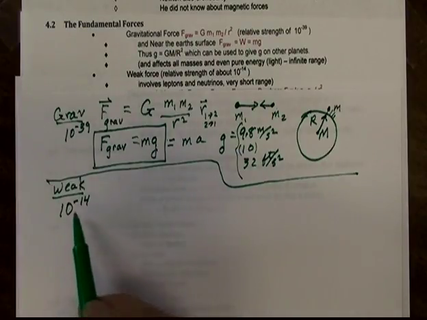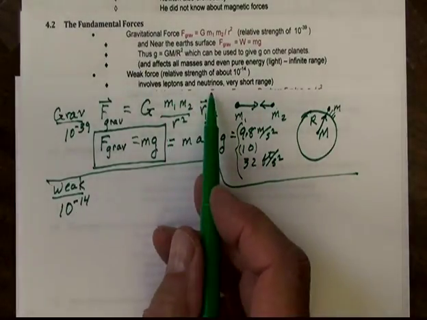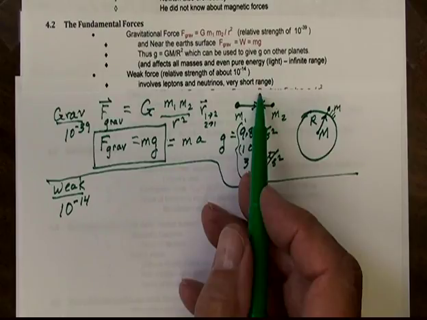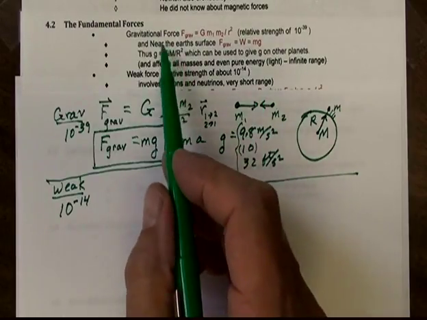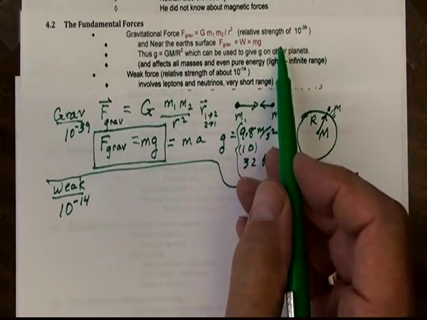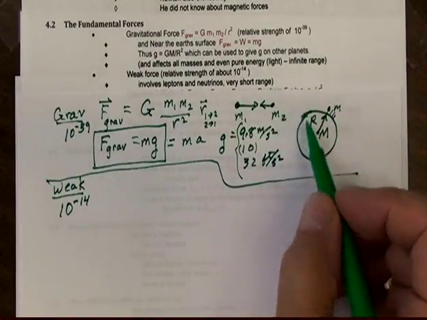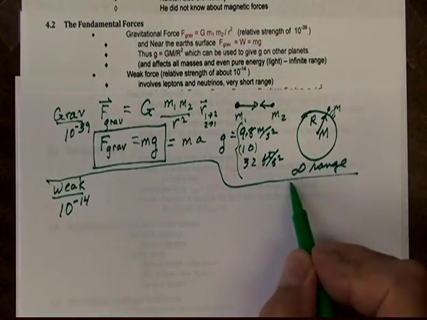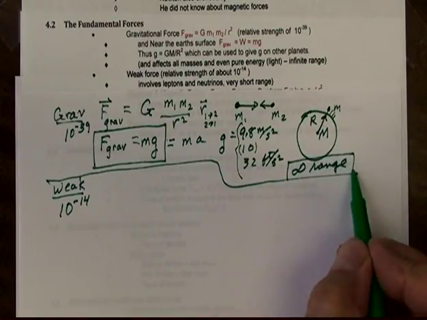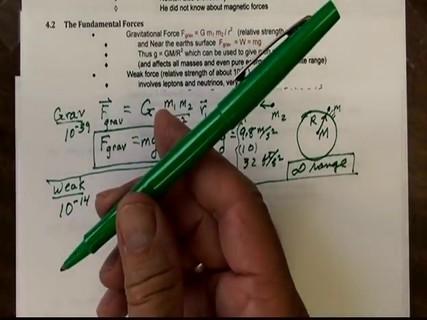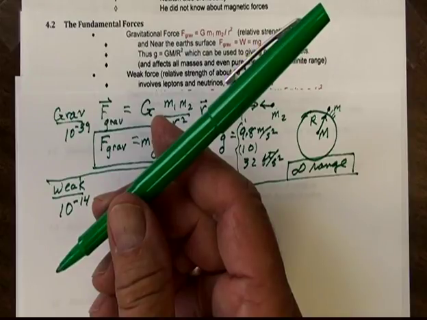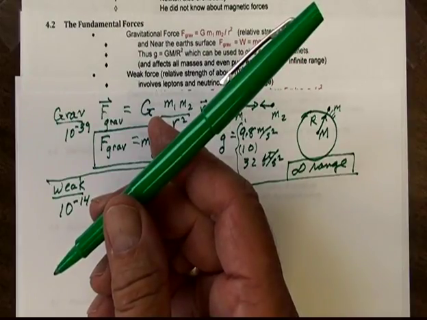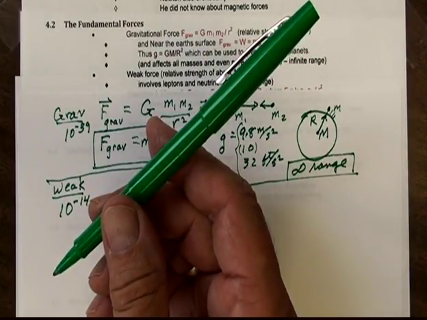And this weak force involves leptons and neutrinos, and it's a very short-range force. By contrast to that, the gravitational force is what we call infinite range. It has an infinite range. That means a mass here on Earth, such as this pencil, will be pulling on every particle that's on a distant galaxy at another part of the universe.